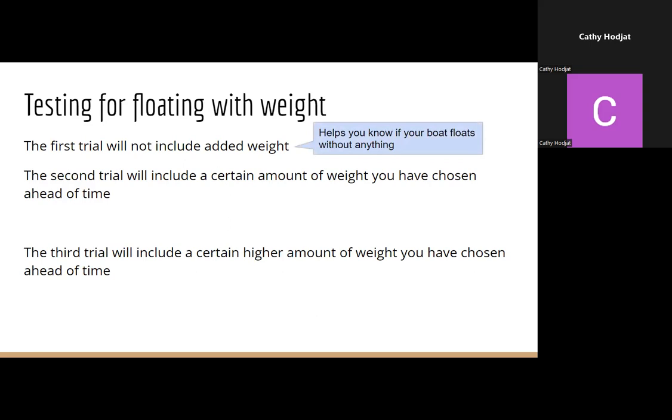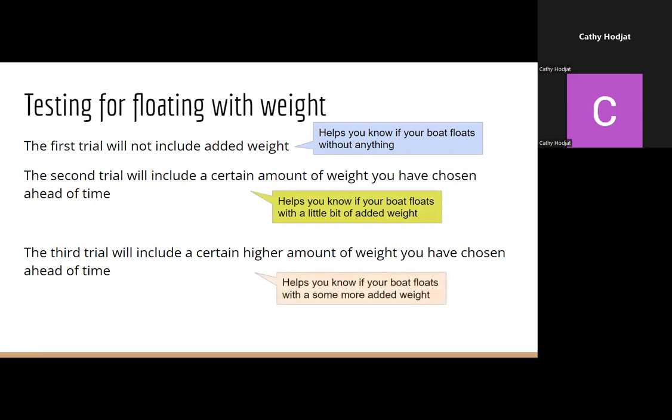So the first trial, we're doing it without weights just so we can see if the boat is floating without anything. Because if your boat with no weight is already sinking, then you know that for trials 2 and 3, it wasn't the added weight that caused it to sink. It was just not seaworthy from the beginning. Then the second trial will help you understand if your boat is floating with a little bit of added weight. And the third trial helps you know if your boat floats with some more added weight.